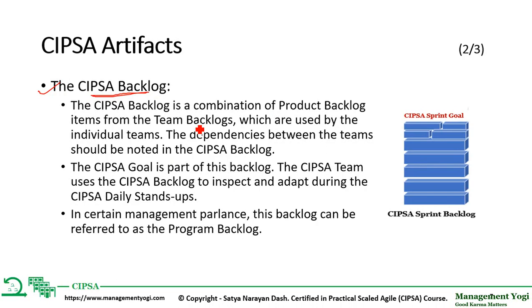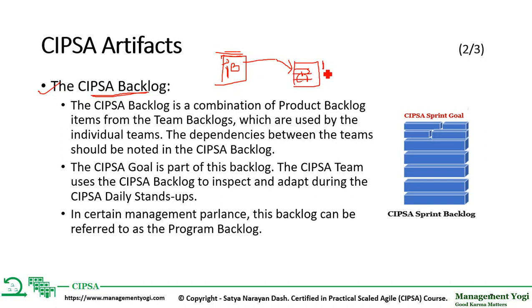Now the CIPSA backlog will be for the entire CIPSA team. The CIPSA team is a combination of all individual teams. From the CIPSA backlog, some of the items, maybe 1 or 2 items, will be taken to individual team from where the team backlog will be prepared. So what I am saying is, first you will have a product backlog. From the product backlog, some of the top order items, we are going to take it and pull it into the CIPSA backlog. Now the CIPSA backlog, all these items are taken from the product backlog.